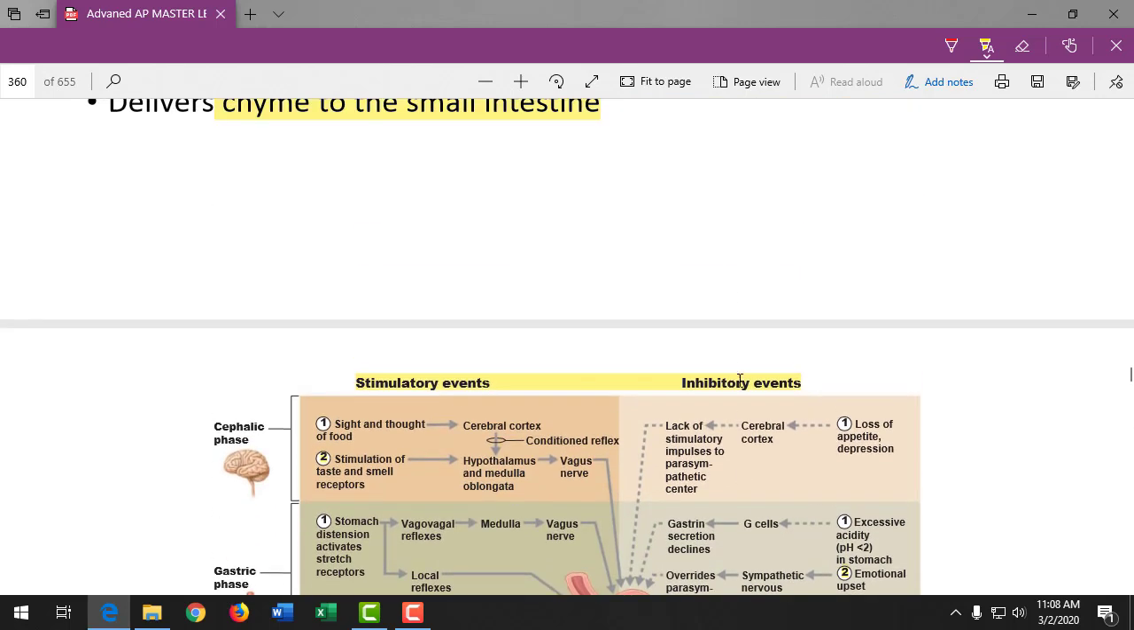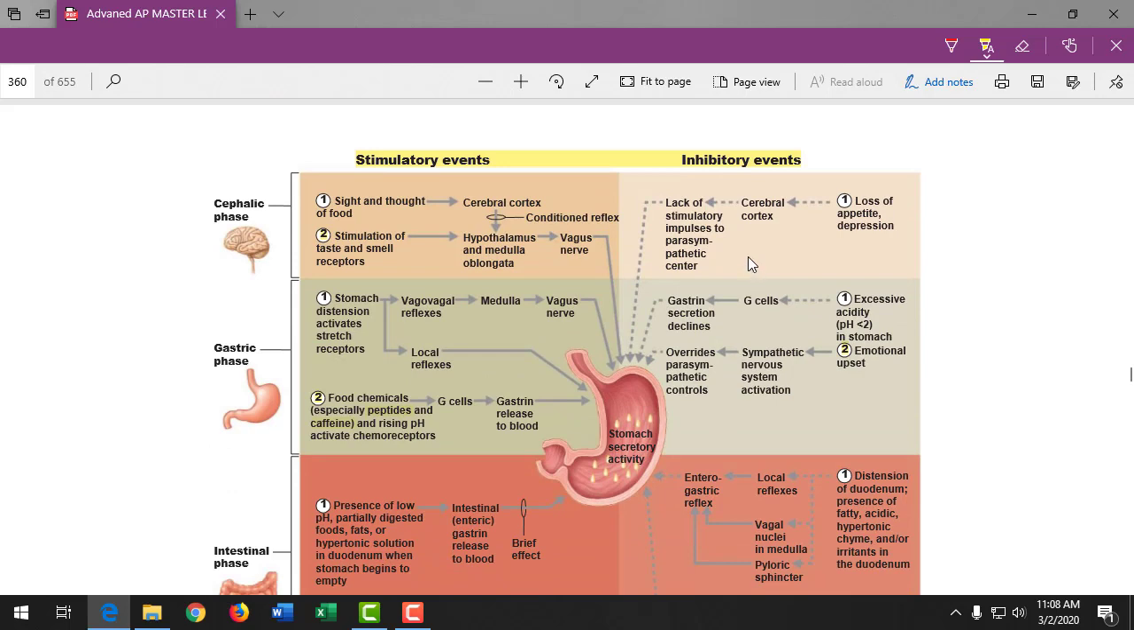So the right side is these things inhibit gastric emptying, the emptying of the stomach. These promote emptying of the stomach.